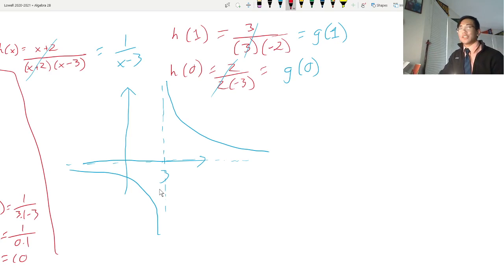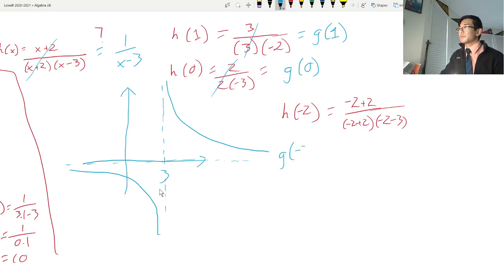But let's compare h of negative 2 and g of negative 2. So h of negative 2 is going to be equal to, let's see, well, negative 2 plus 2 would be 0. I'm actually going to write this one all out. And likewise g of negative 2 would equal 1 over negative 2 minus 3, which is negative 1/5. But h is a little bit more complicated because we're going to get 0 over 0 times negative 5.